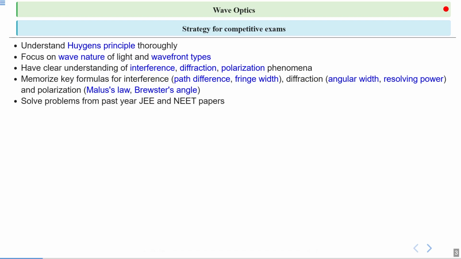To solidify your understanding, practice solving problems from past JEE and NEET papers. This will not only test your knowledge but also prepare you for exams. Remember, practice is key to mastering these concepts.